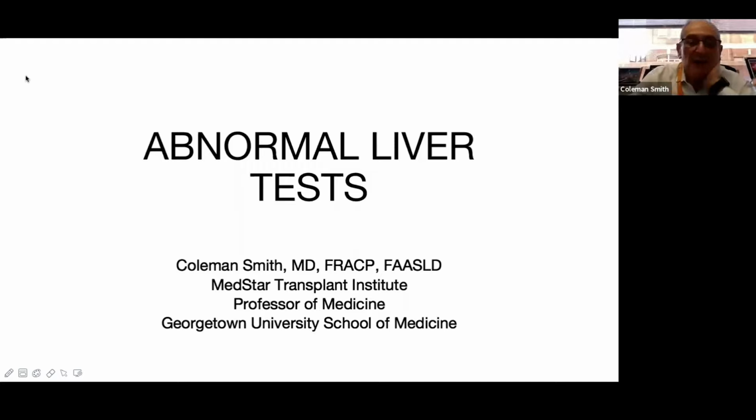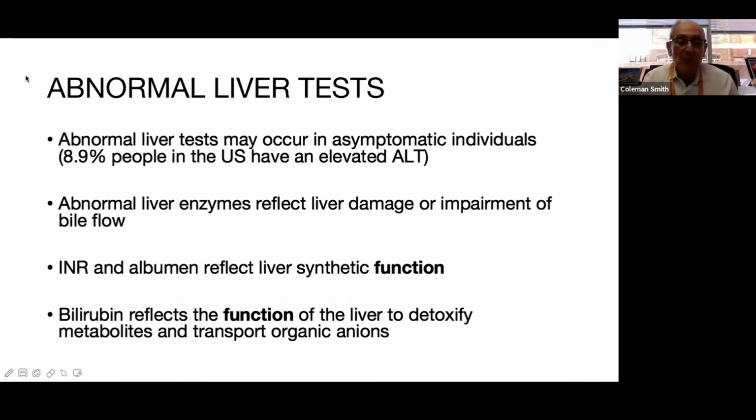I'm going to talk about abnormal liver tests. And let's start. Okay, so a couple of things to remember. Abnormal liver tests can occur in asymptomatic individuals. So people who've got abnormal liver tests don't necessarily have symptoms and signs of liver disease.